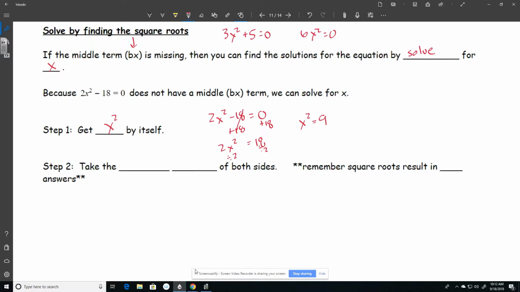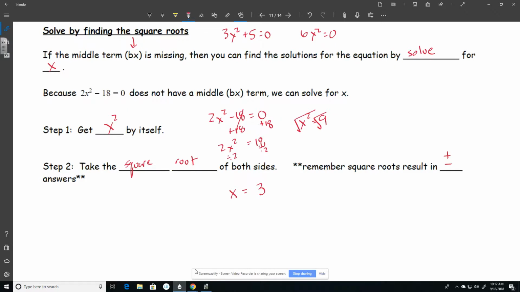Once I get to that point, once I get my x squared equals 9, I take the square root of both sides. I've got to get rid of x squared. I need to do the opposite of x squared, which is taking the square root of both sides. And when I do that, on the left-hand side, I get x. On the right-hand side, I get the square root of 9. And if you plug that into your calculator, it tells you 3, which is somewhat correct. 3 is the square root of 9. But something that you need to remember, square roots result in a positive and a negative answer.